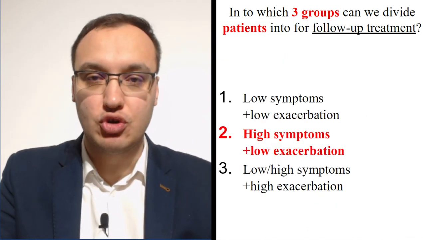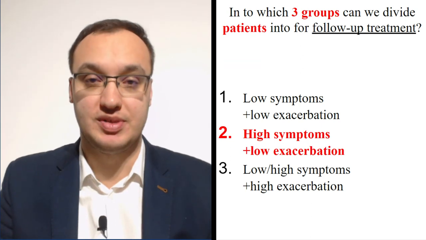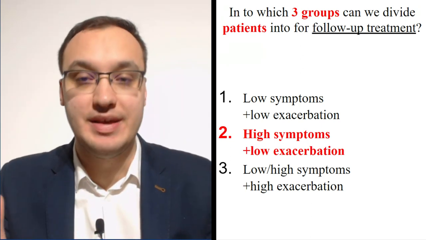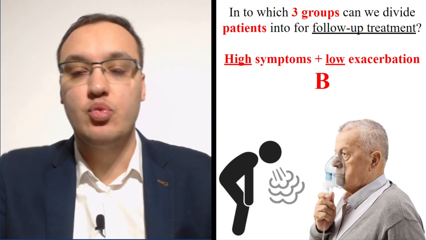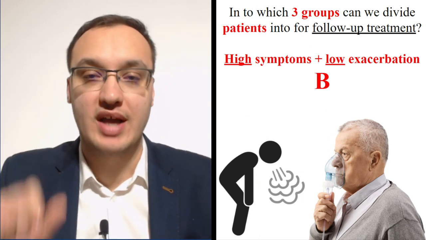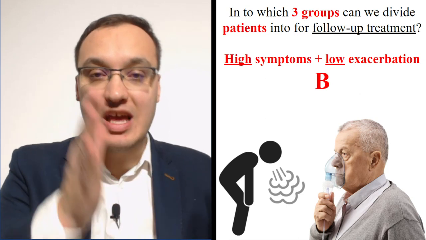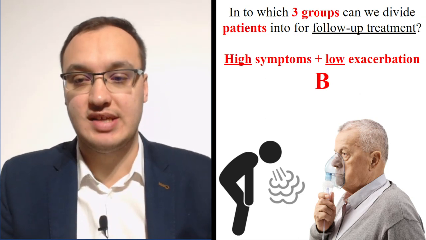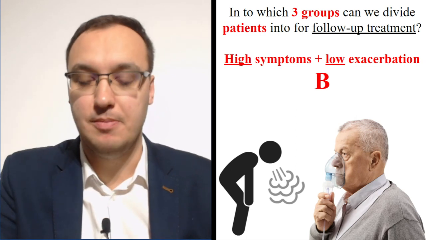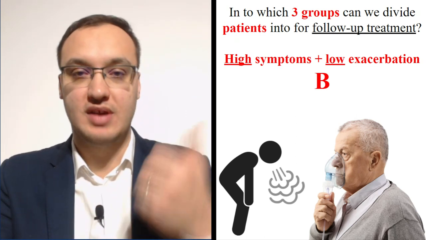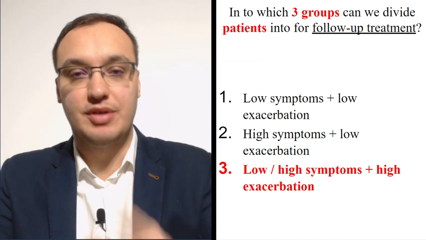Then we have high symptoms. What can this be? High symptoms can be B or D. But because we added the other point, low exacerbation, it cannot be D, because we said A and B are the ones which have low exacerbation. So this has to be B. Okay, so we have two groups, A and B, and now comes the third one.